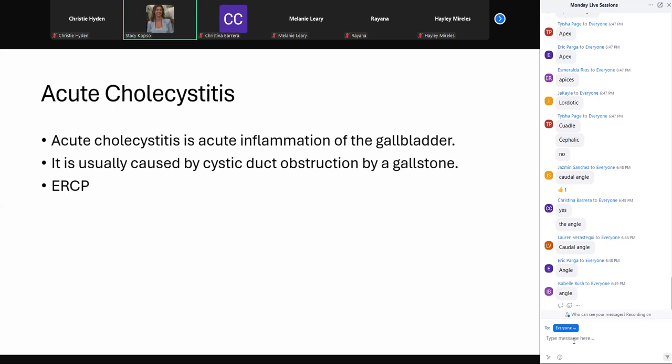Acute cholecystitis, that's an acute inflammation of the gallbladder, usually caused by a cystic duct obstruction from a gallstone. So that's something they would need an ERCP for to evaluate. Endoscopic retrograde cholangiopancreatography.